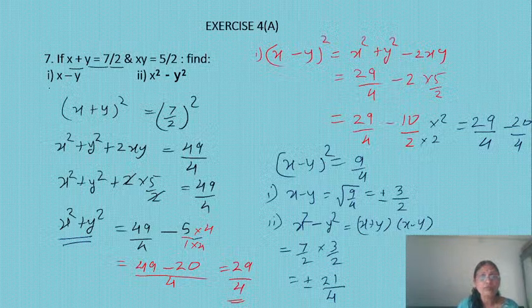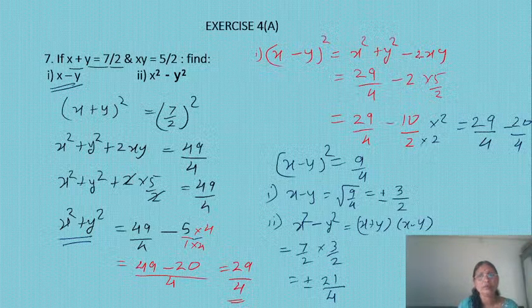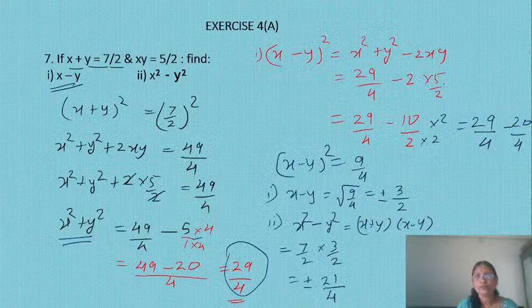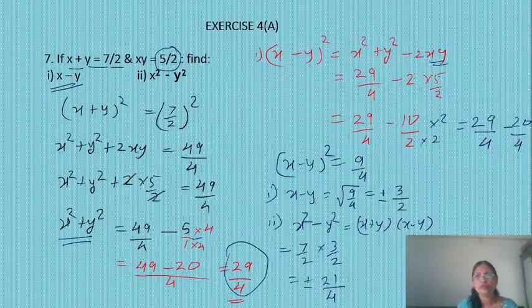Now we have to find this one. So we take this and expand this. x minus y the whole square is x square plus y square minus 2xy. Again the identity, a minus b the whole square. x square plus y square, we have already got this value, 29 by 4. We put it over here, 29 by 4. The xy value is given here, 5 by 2. We put here 5 by 2. 2 into 5 is 10.